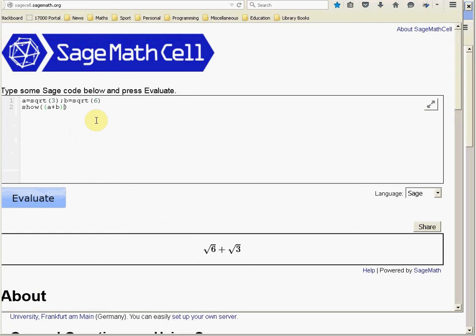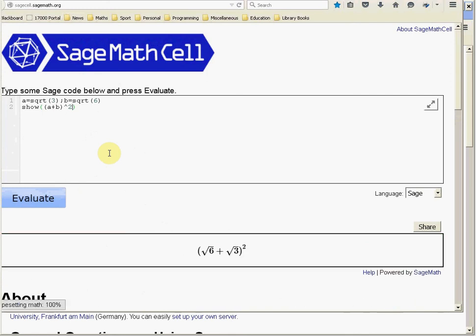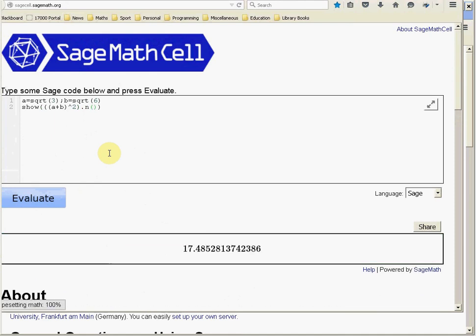Again, it tries to give me the exact answer, square root of 3 plus the square root of 6. And I can simplify that just by going, show me a numerical approximation. There it is. And I guess the other thing I need to show you is that we can do the squaring. So there's a plus b squared. And again, let's go at exact. And it says, look, that's as good as I can do. Let me put all of that into brackets and then find the numerical approximation of it. There it is, 17.48.